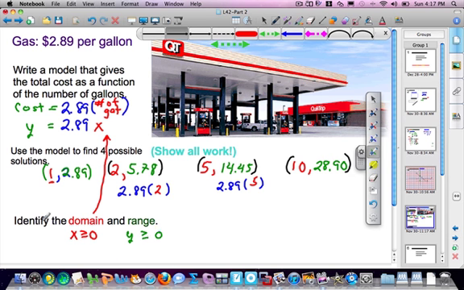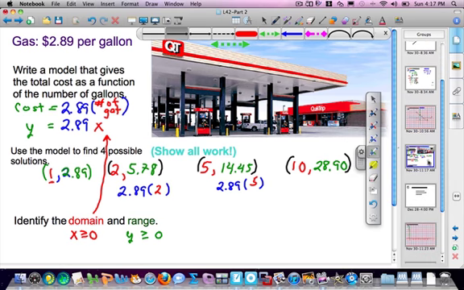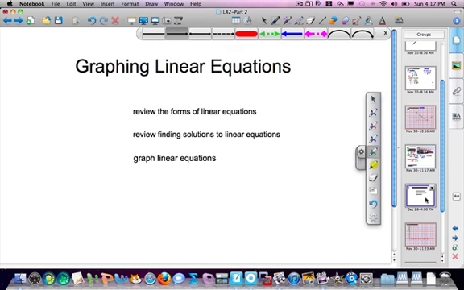So from this point on, when we begin to identify the domain and range, not only are we going to identify what the domain is, the number of gallons, but we're also going to talk about the acceptable values for the domain. X has to be greater than or equal to 0. Now there is an upper limit according to the size of your gas tank, but because all cars are different, we're not going to talk about the upper range or upper limit for our domain and range.